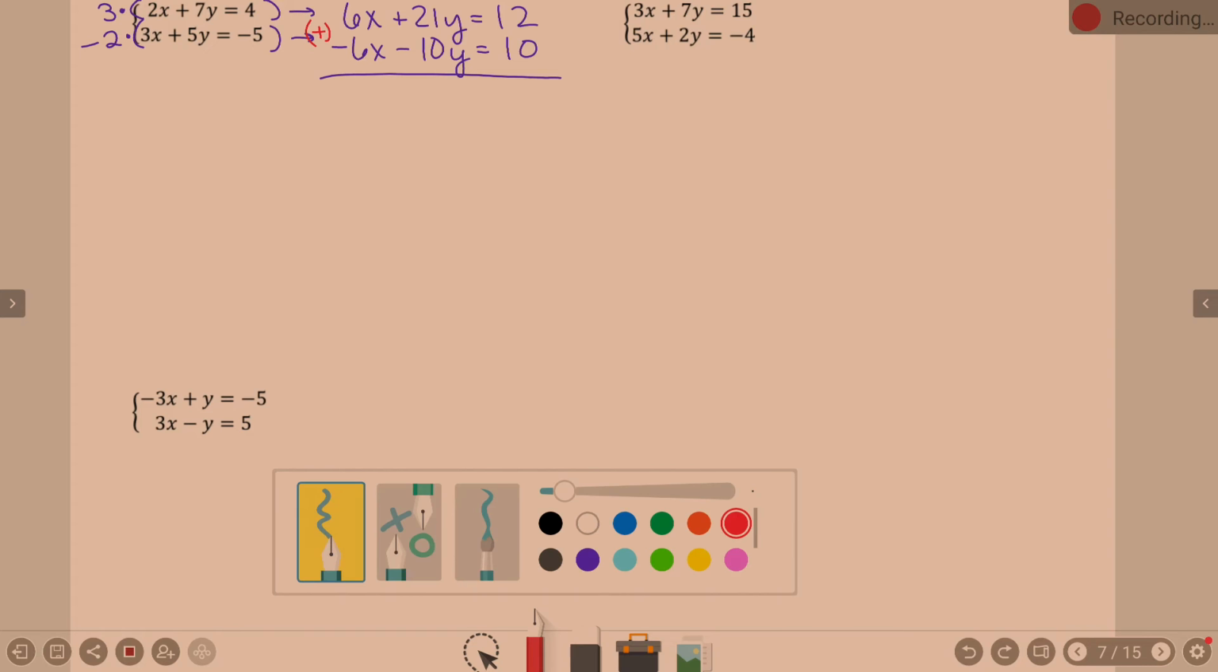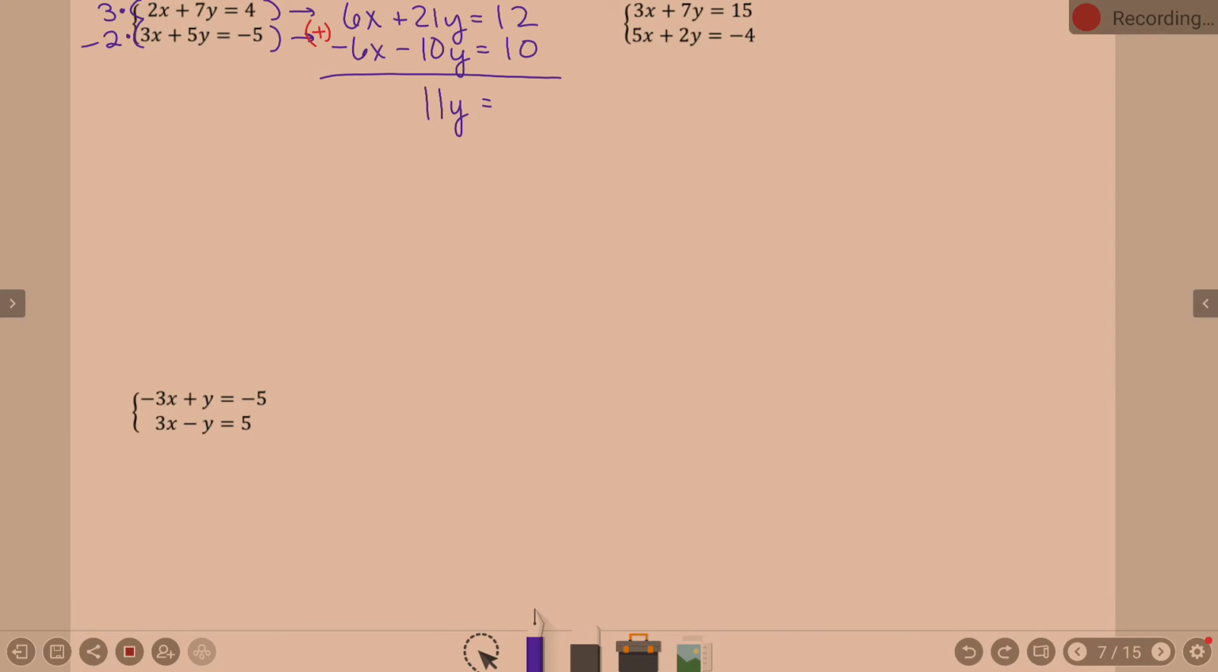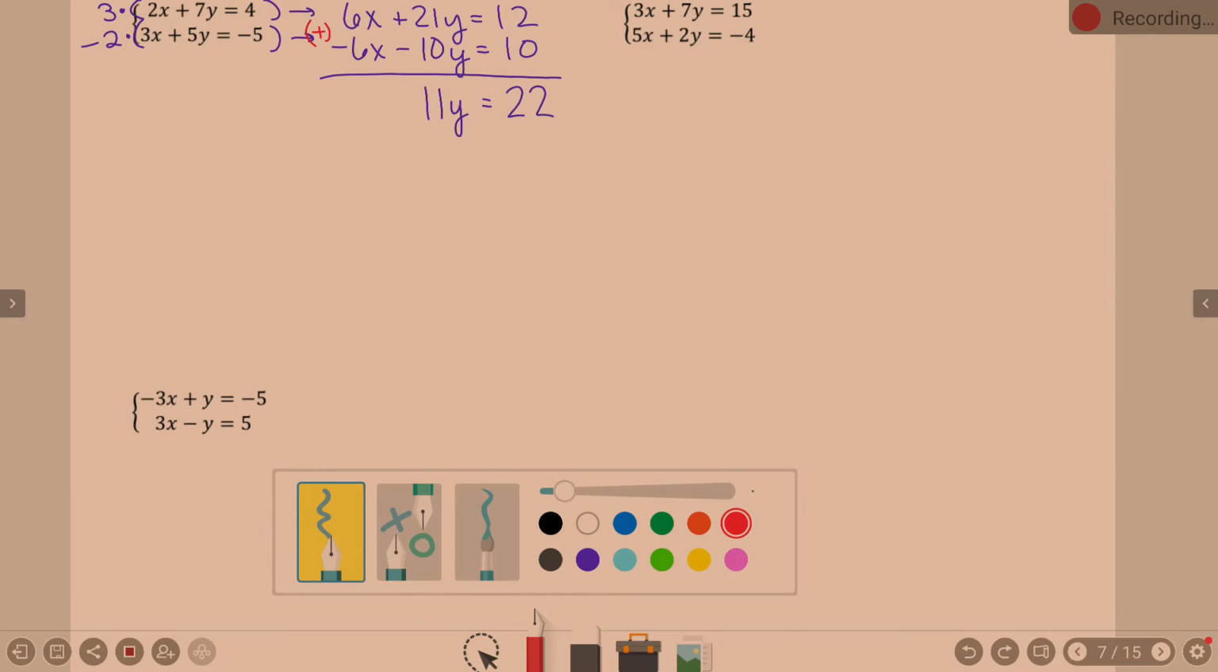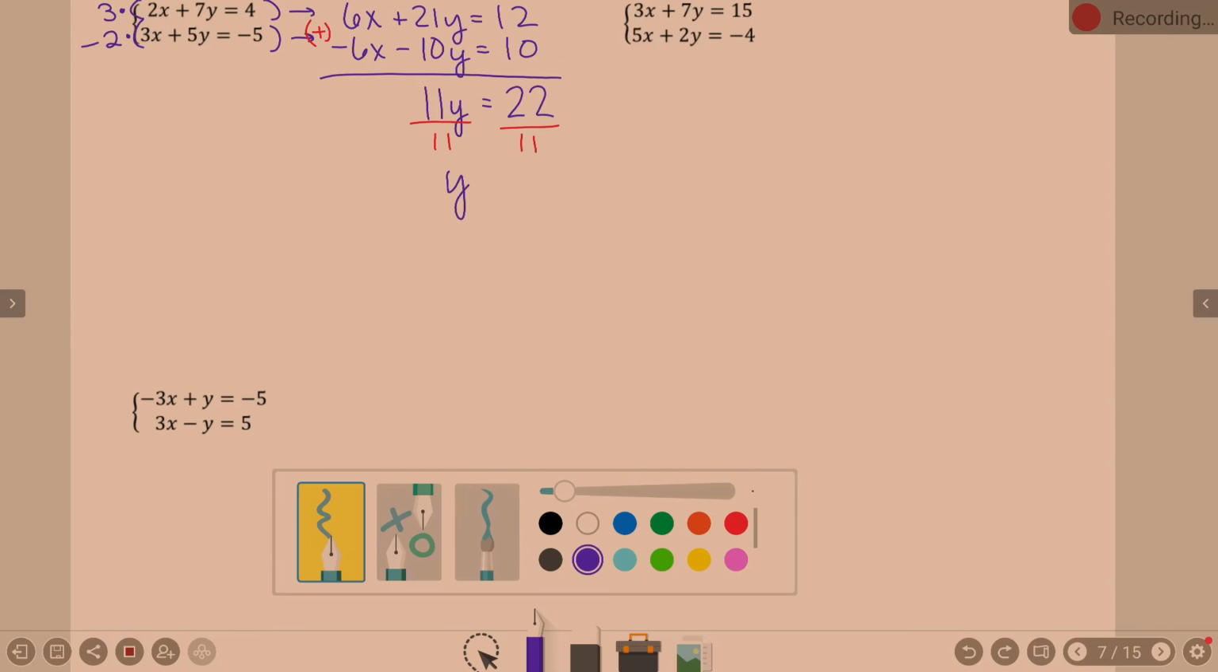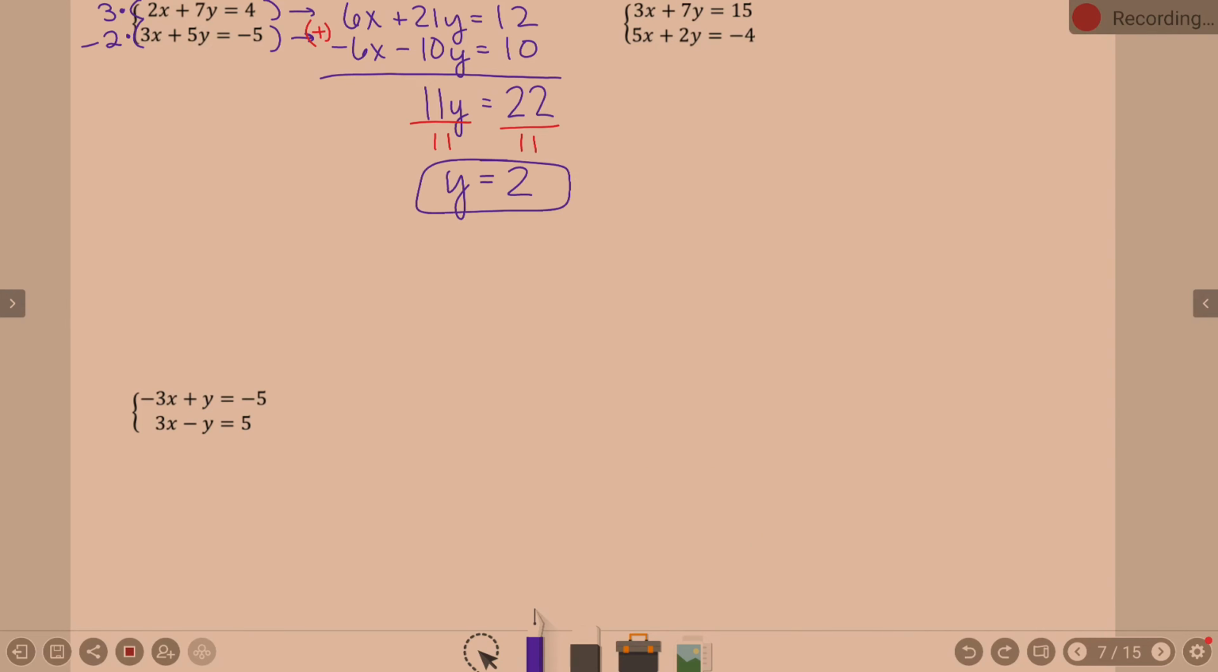6x plus negative 6x. Big old 0x, it's gone. 21y plus negative 10y. 11y. Carry your equal sign down. 12 plus 10. 22. If it's 11 times y, divide by 11, and y is 2.